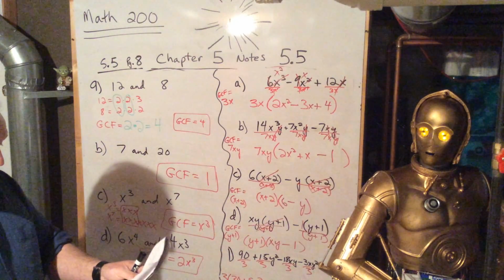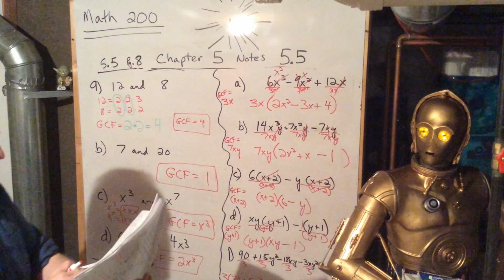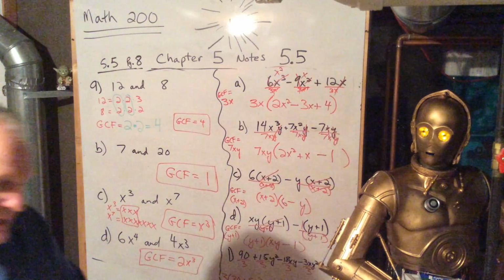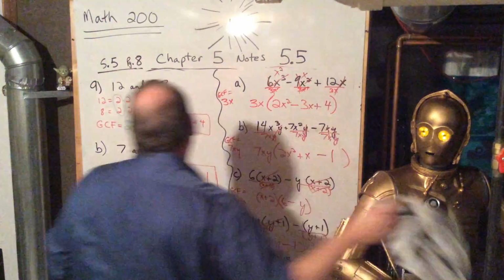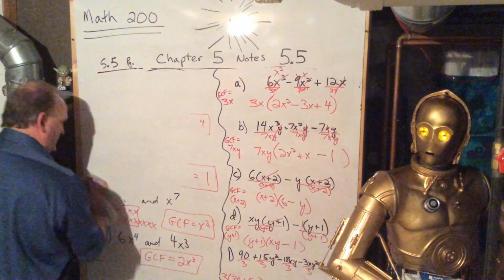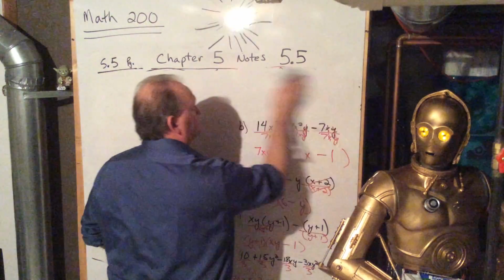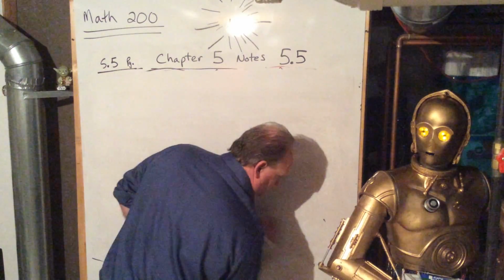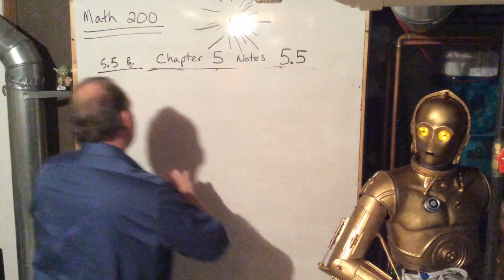Okie dokie. So the next thing we're going to look at is factor by grouping. So factor by grouping is just basically factoring out the greatest common factor 3 times in a row. Let me show you what I'm talking about here. All right.